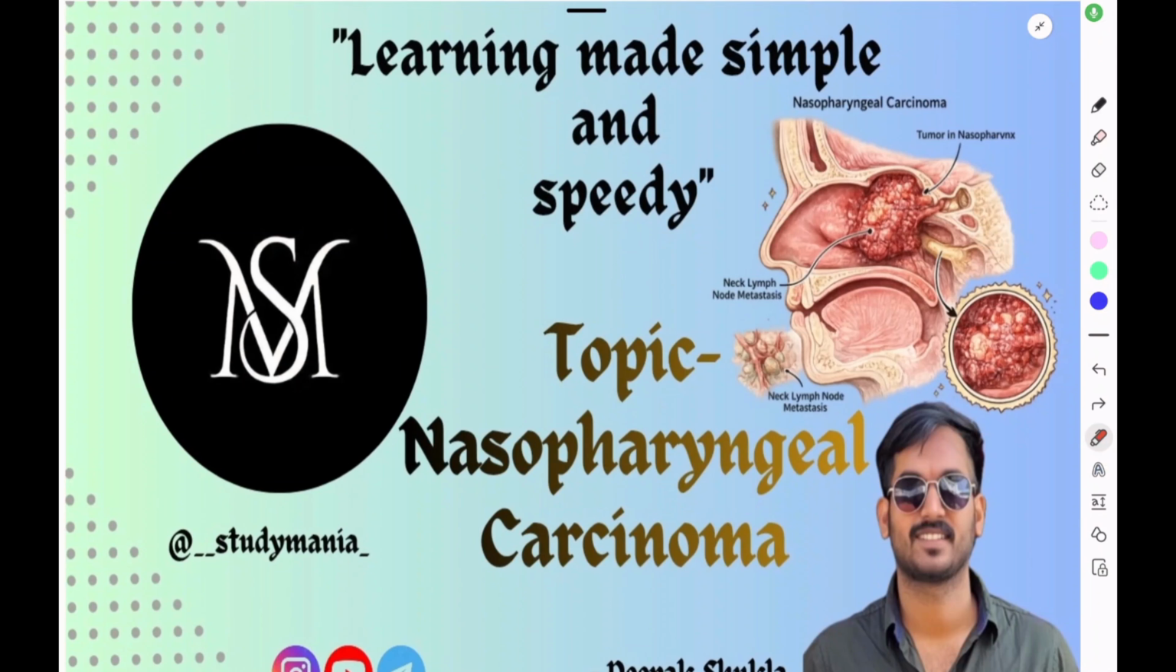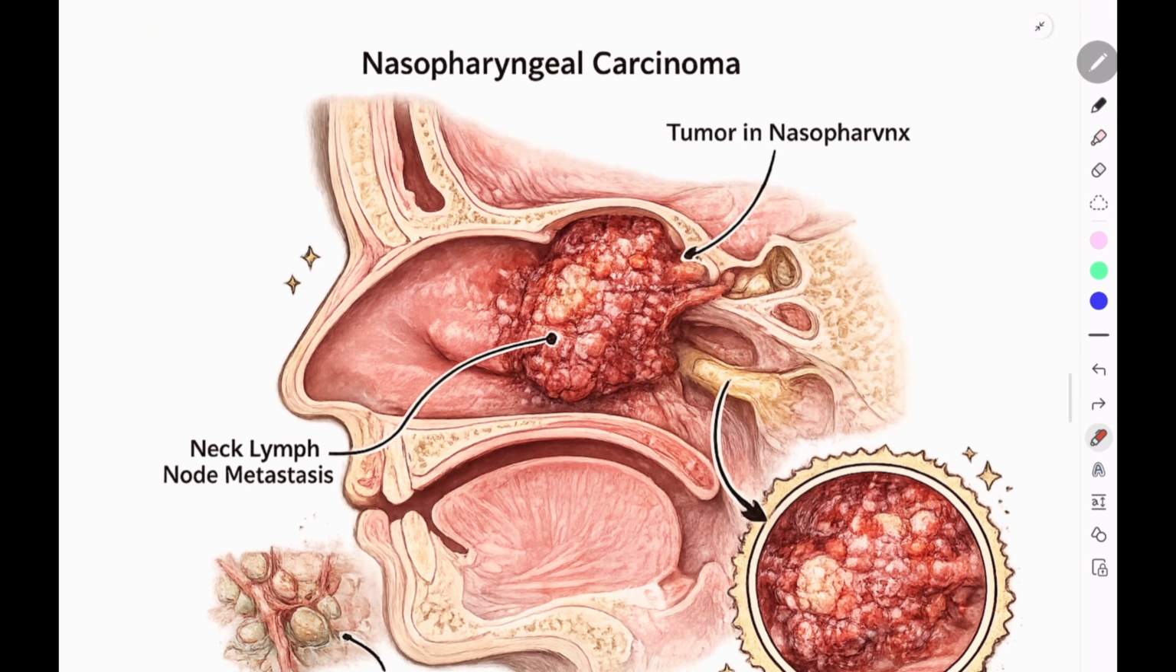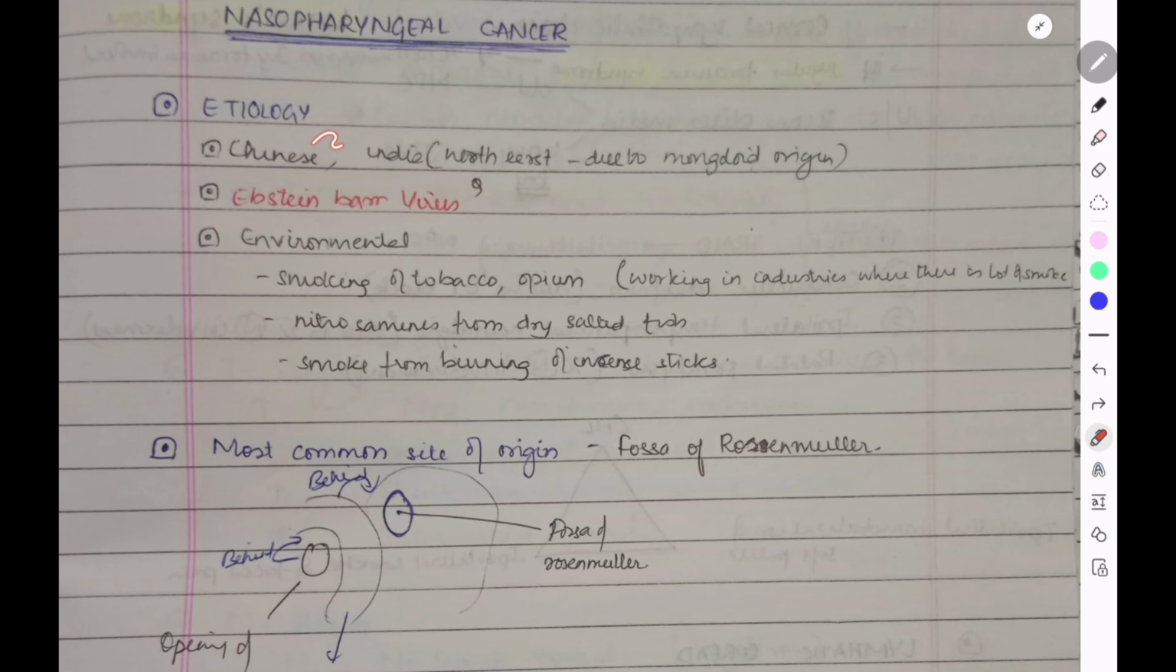Hello guys, today let's learn about nasopharyngeal carcinoma. Coming to etiology, it is mainly seen in Chinese and Indians, mainly in the northeast part due to Mongoloid origin. It is mainly due to Epstein-Barr virus, okay?